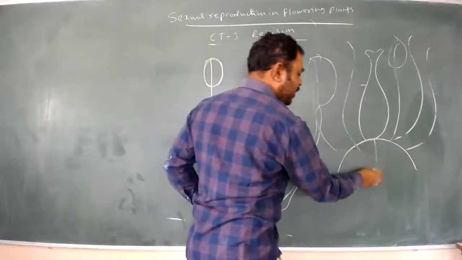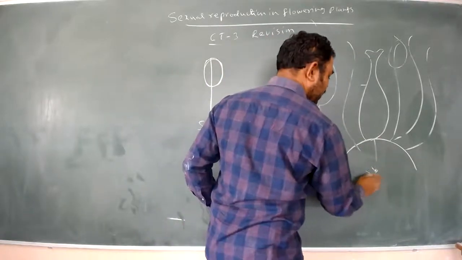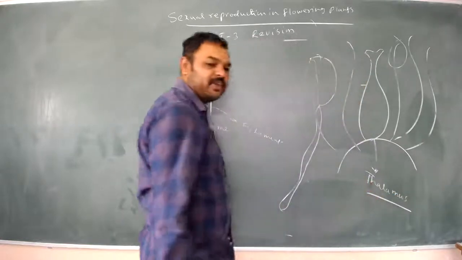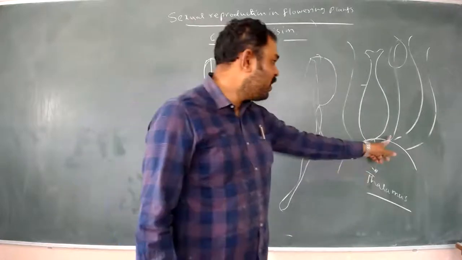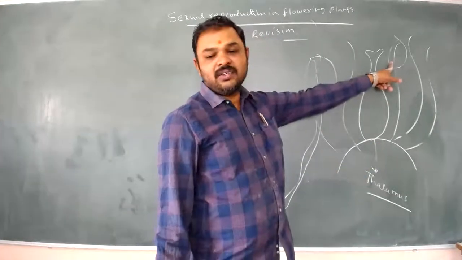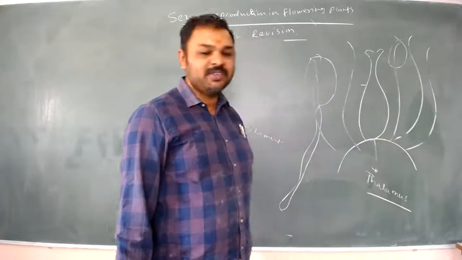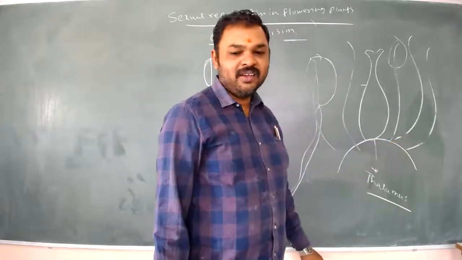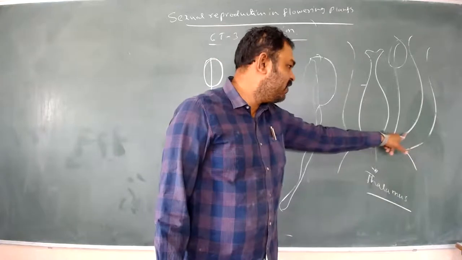Here, the part where the floral parts are arranged is called the thalamus. Another name for thalamus is receptacle. The proximal end of the stamen binds to the thalamus. In another case, this proximal end may bind with the petal. What is this here? Sepal, it is petal.